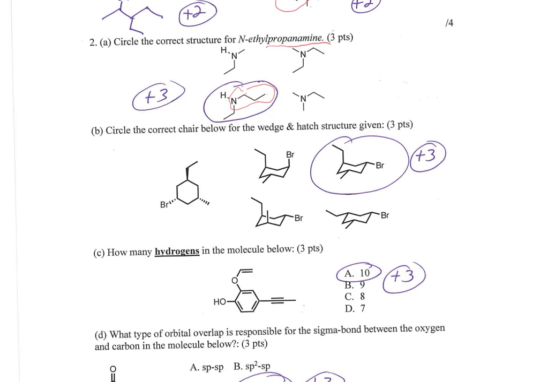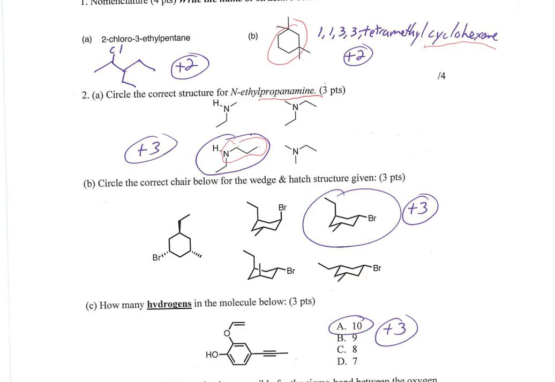Correct chair structure. Hang on that one again. All right, so this one, wedge and dashed, trying to convert it to a chair. So again, I like to look at this. I see this ethyl piece is wedged, so I think of it as up. The methyl and the bromine are both dashed, so I think of those as down. Now I gotta be careful and make sure the bonding matters too. Don't get confused, this is 1, 2, 3, 4, 5, 6. Make sure they're in the right spots.